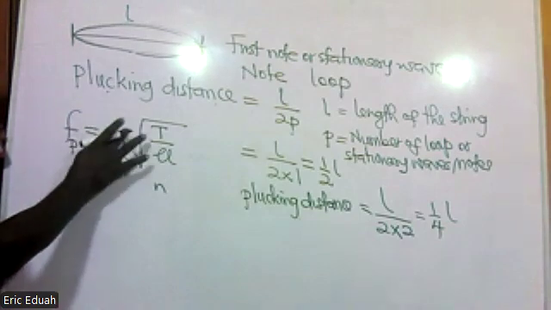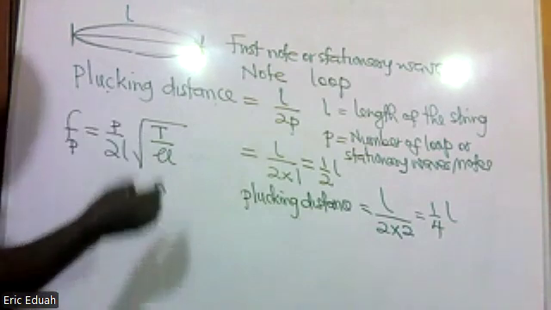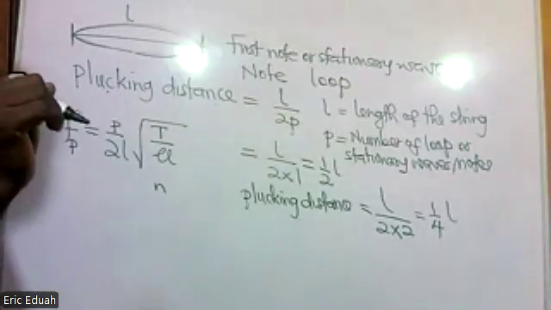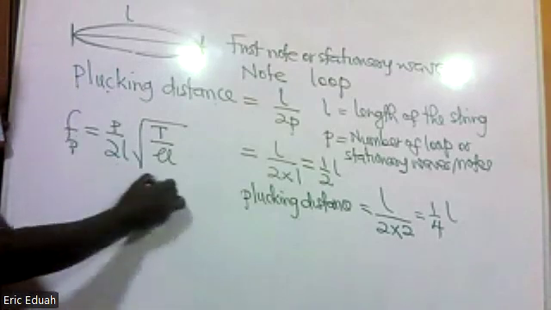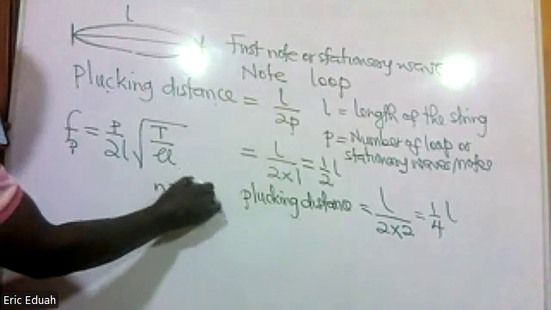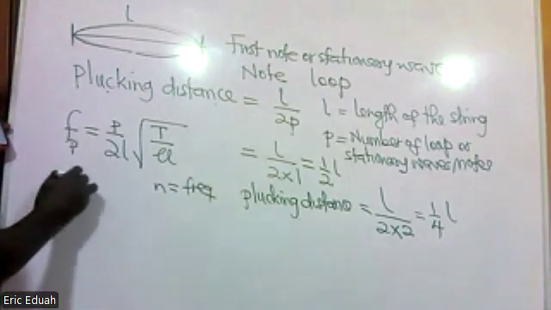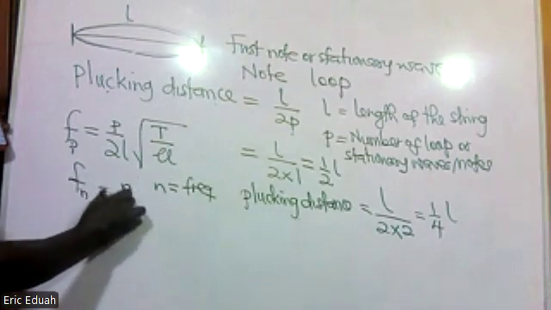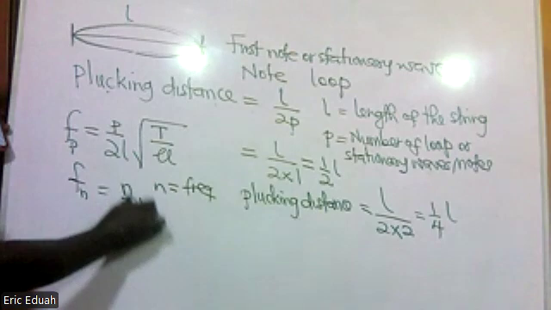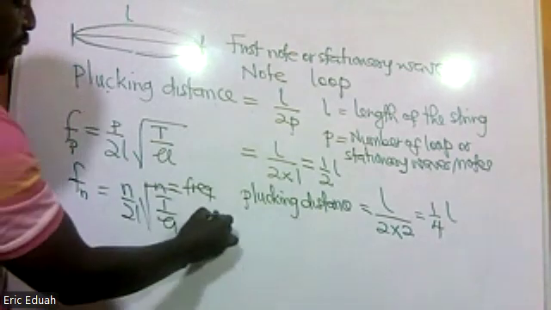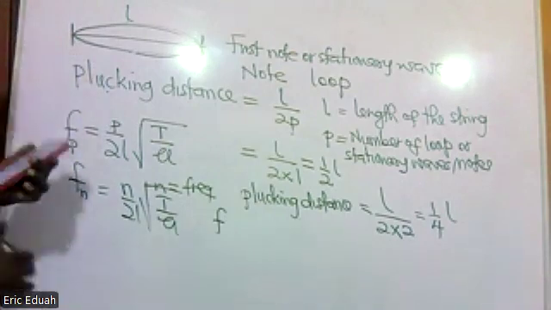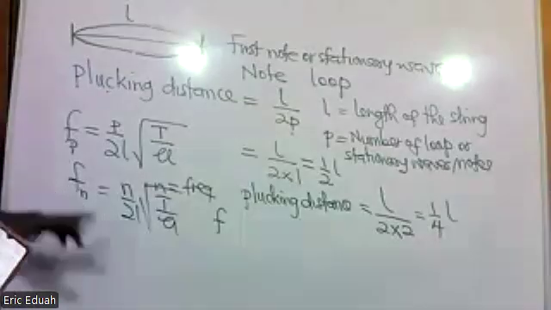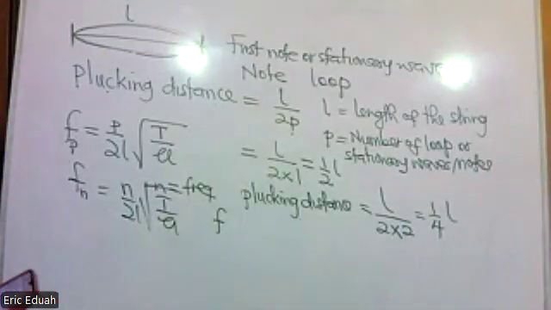P represents the number of nodes or harmonics or the loops. They use P because they also use n for frequency. But we often use F_n is equal to n over 2L root of T over mu, because we represent frequency by the letter F. Okay. So use this to calculate the frequency of the notes.